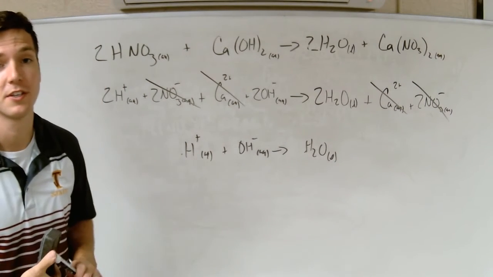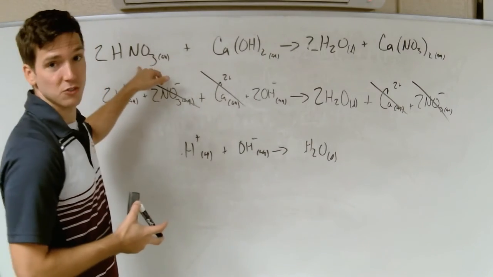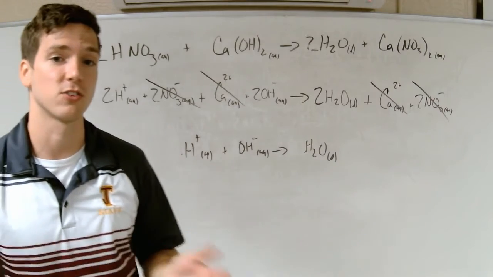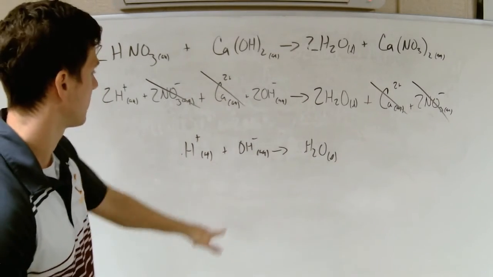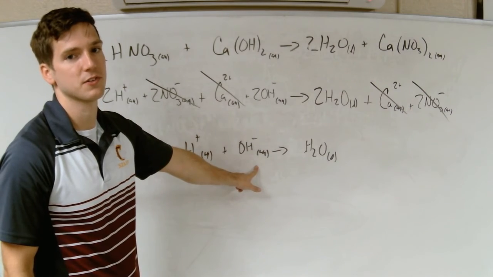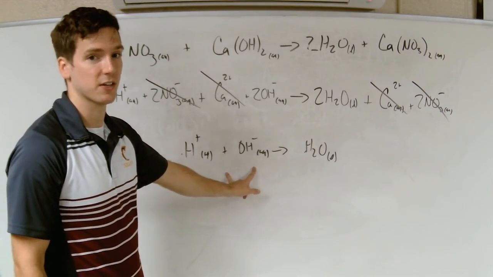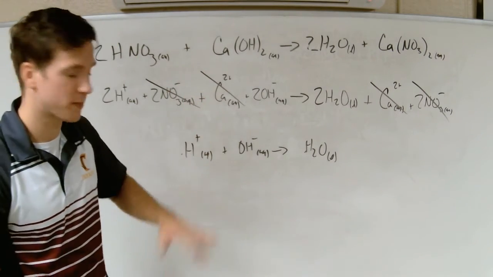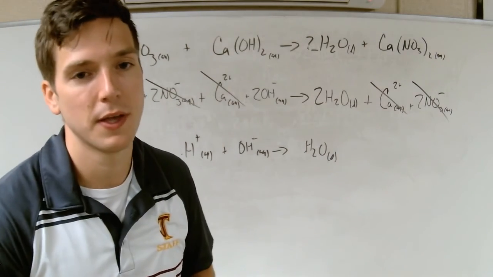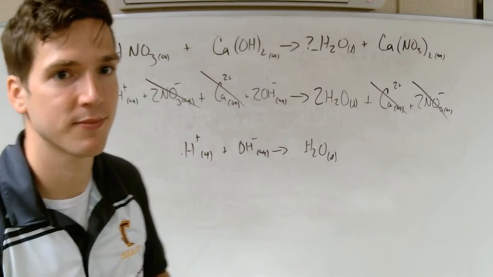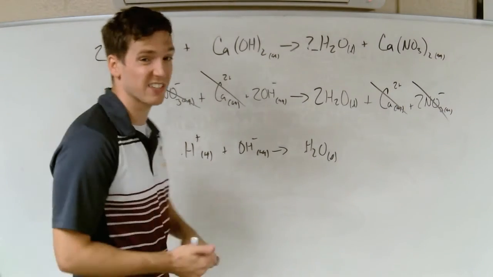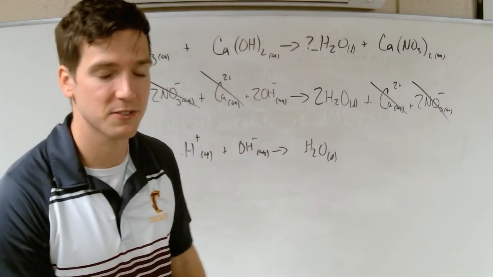And here's the trick, guys. This was a strong acid, right? This was a strong base. Whenever it's a strong acid, strong base reaction, this is always going to be your net ionic equation. Whenever you see a strong acid, strong base, H plus plus OH minus equals H2O is always your net ionic equation. So fun fact, if you see a strong acid, strong base and it says what's the net ionic equation, just put that down.